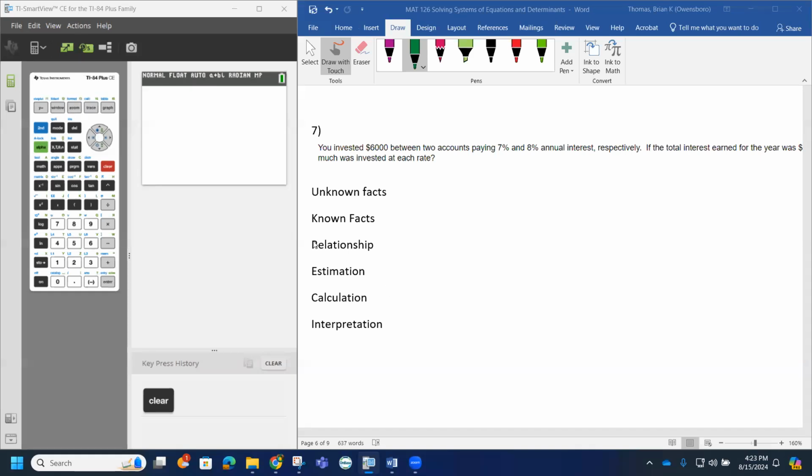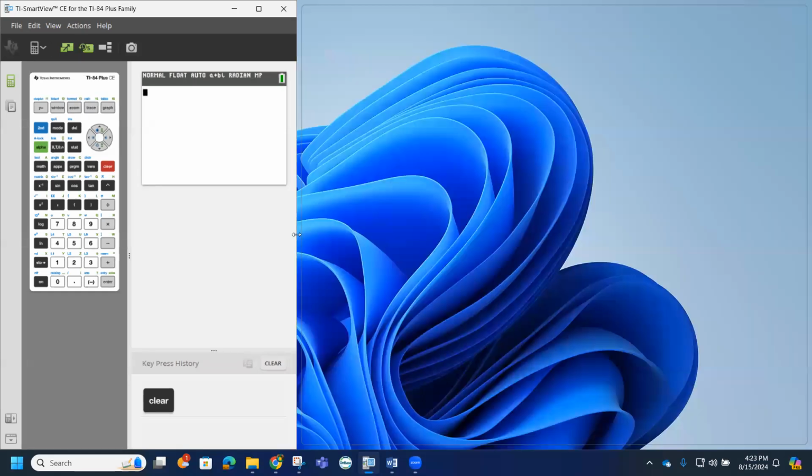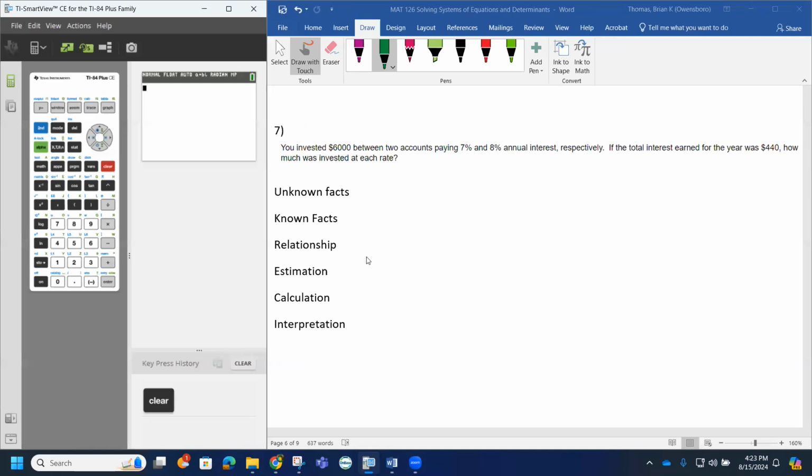So let's look at question 7 here. See if I get the whole thing on the screen here. So you invested 6,000 between two accounts paying 7% and 8% annual interest, respectively. If the total interest earned for the year was $440, how much was invested at each rate?